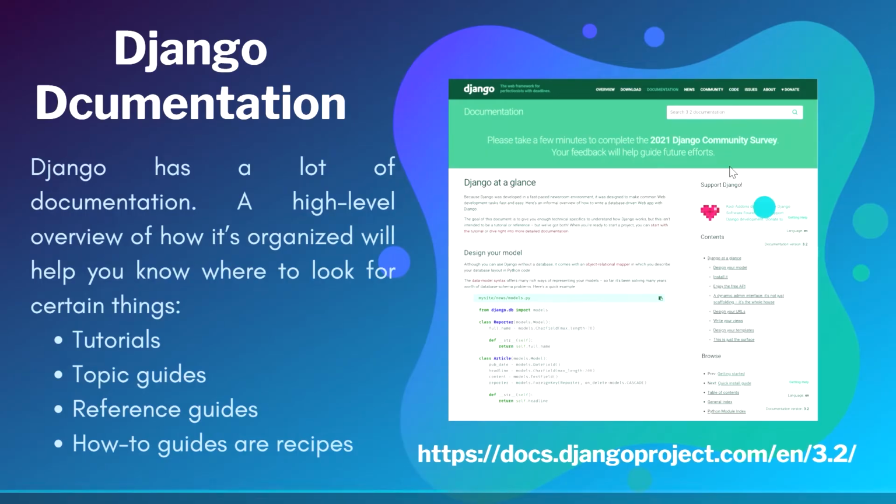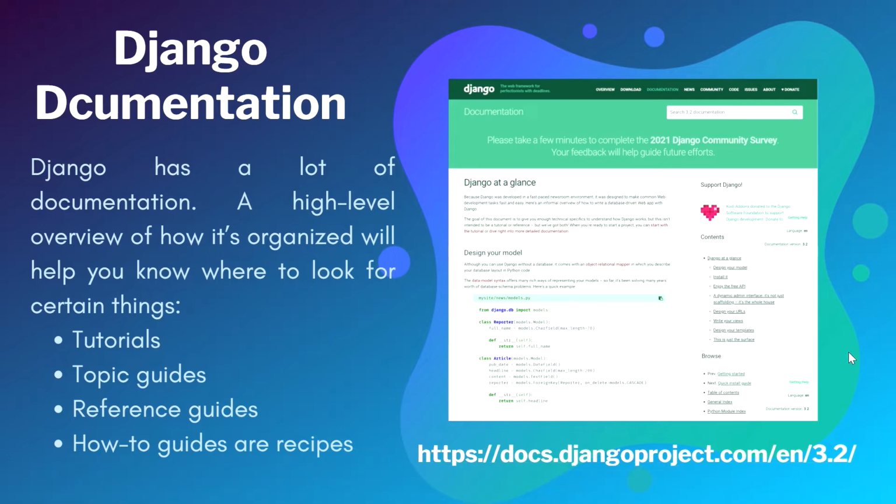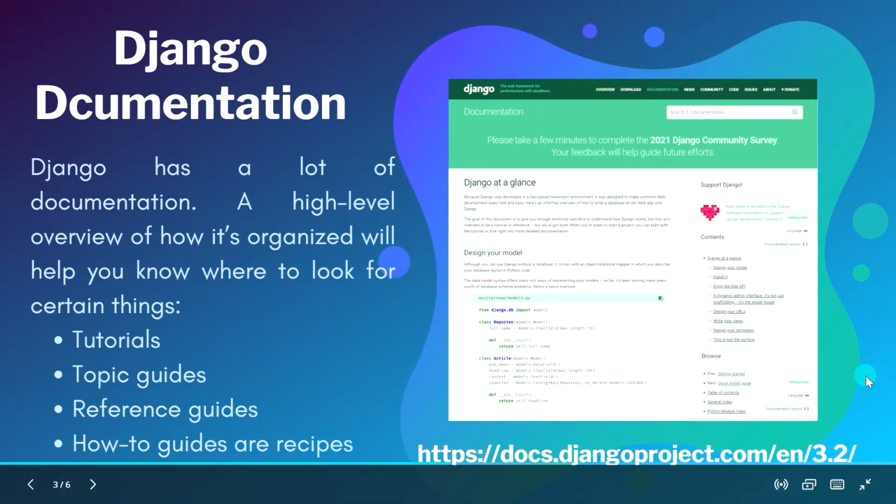So we take you through the Django documentation. So Django has a lot of documentation, a high-level overview of how it is organized will help you know where to look for certain things. So all these things are available in documentation. This is the link to the documentation, and the documentation looks like this.